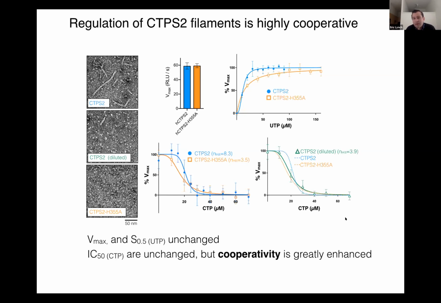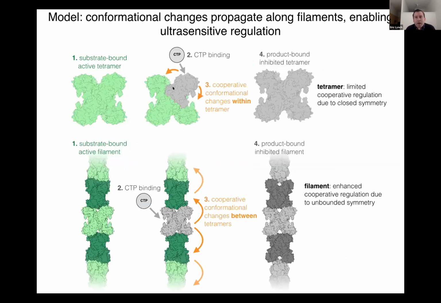And I see the same effect upon diluting the wild type protein below the critical concentration where you no longer have filaments: again, you see a Hill coefficient around 4, so less cooperative. In the way of a model, within tetramers we get classic cooperative regulation. You can imagine you have a substrate-bound active tetramer, and then upon binding CTP to one of these monomers, the conformational state of that monomer can influence up to 3 of its neighbors. So it can induce cooperative changes within a tetramer.